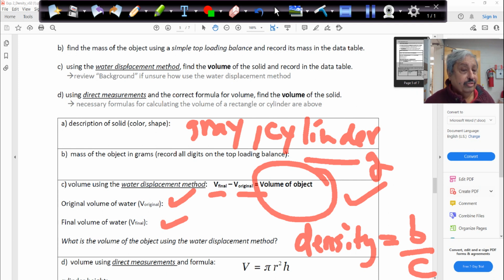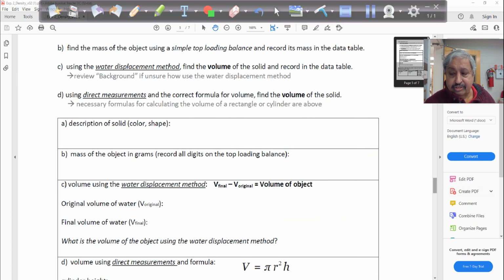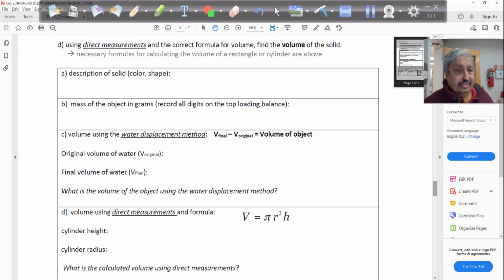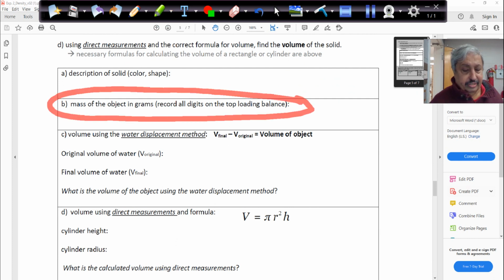Now we have to do the second method, which is the dimensional method. So here it is. The dimensional method, you have to have the mass. The mass will remain as is. So you have the mass of this. It will not change. You don't have to weigh it a second time. You can come and measure the dimensions of this. So the dimensions will determine the height.